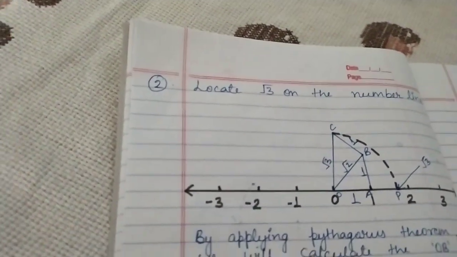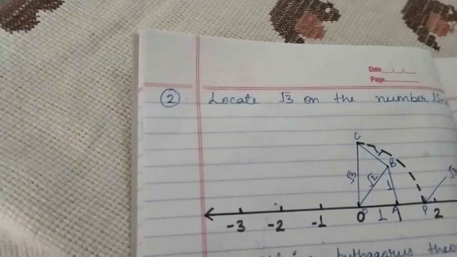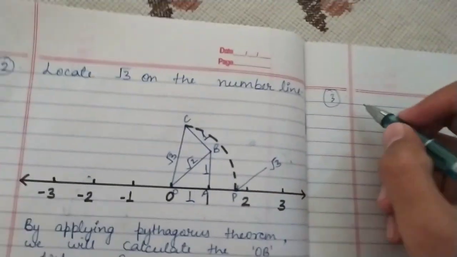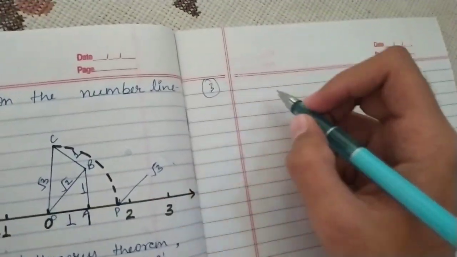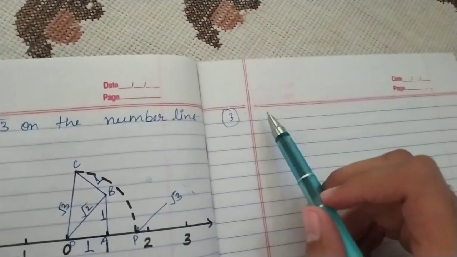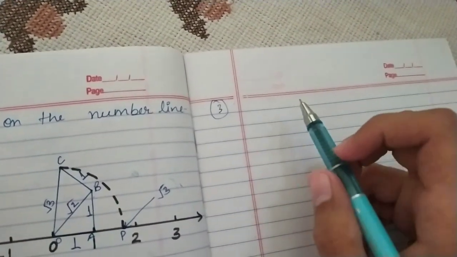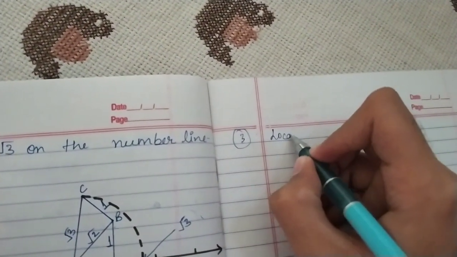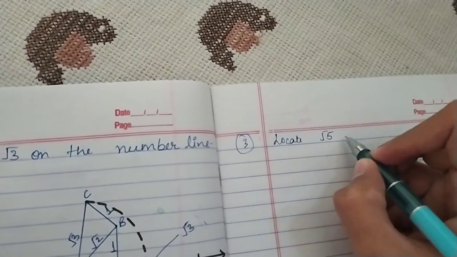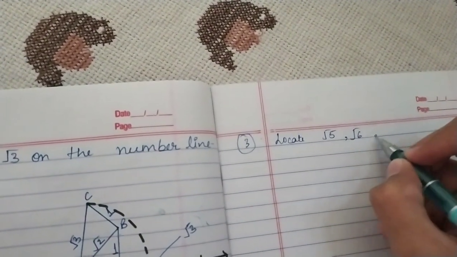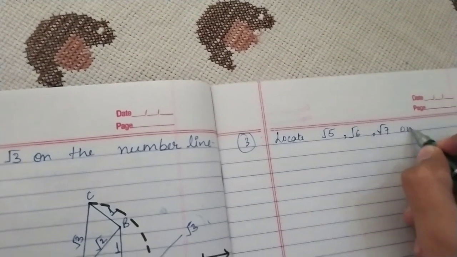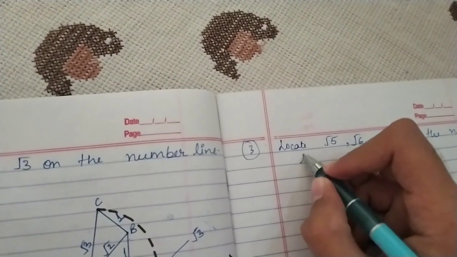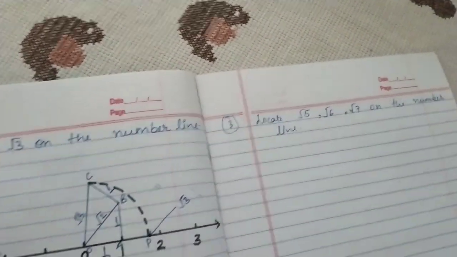With the help of this concept, we can also locate the other irrational numbers as well, like we can locate root 5, root 6, root 7 on the number line in the same way as we did today.